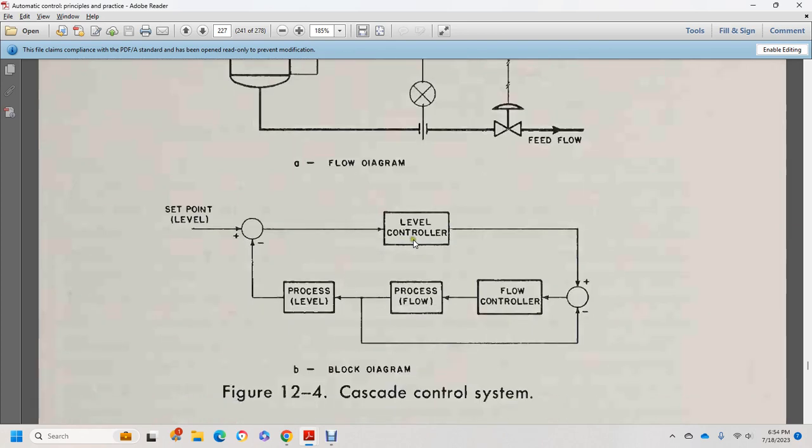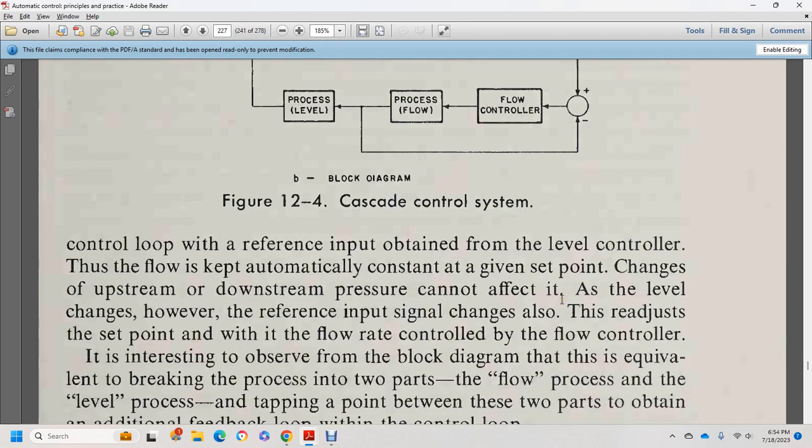Set point, level controller, process level, flow controller. The flow controller loop receives its reference input from the level controller, so the flow is automatically kept constant at the given set point, and changes upstream or downstream cannot affect it. However, when the reference input signal changes, the offset is removed, reaching the set point of the flow rate under the flow controller.